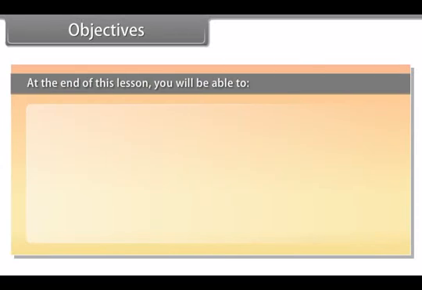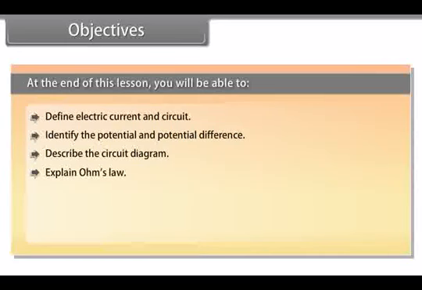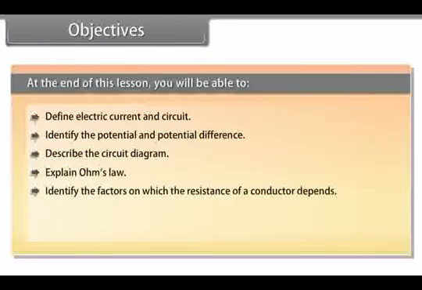Objectives. At the end of this lesson, you will be able to define electric current and circuit, identify the potential and potential difference, describe the circuit diagram, explain Ohm's law, identify the factors on which the resistance of a conductor depends, and describe the resistance of a system of resistors. Electric current and circuit.